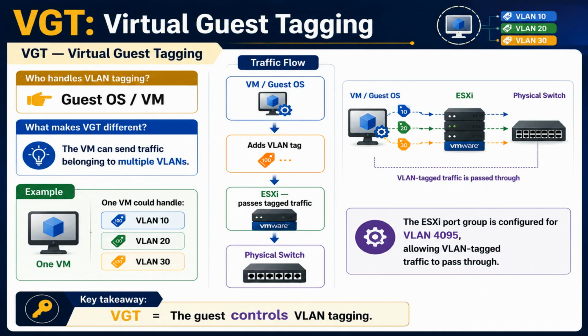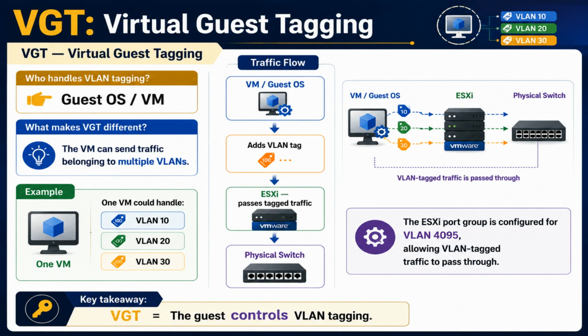Now we move the responsibility even closer to the VM. VGT means virtual guest tagging. In VGT, the guest operating system is responsible for creating the VLAN tagged traffic. This becomes useful when a single VM needs to communicate with multiple VLANs. For example, one VM could generate traffic for VLAN 10, VLAN 20, and VLAN 30. The VM adds the appropriate VLAN tag to each frame. ESXi then passes that tagged traffic toward the physical network.